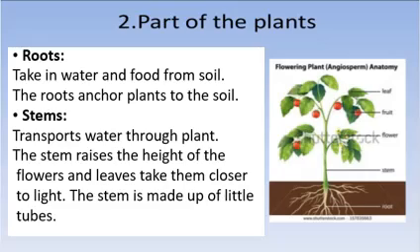The stem raises the height of the flowers and takes leaves closer to the light. The stem is made up of little tubes. These are called xylem and phloem.